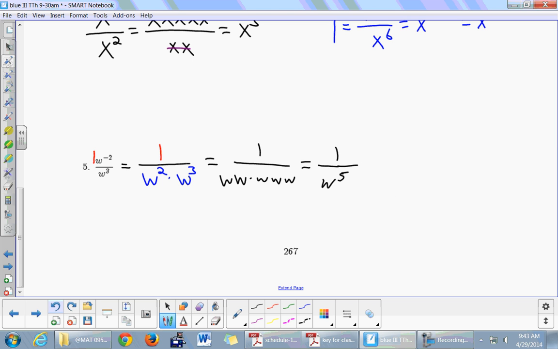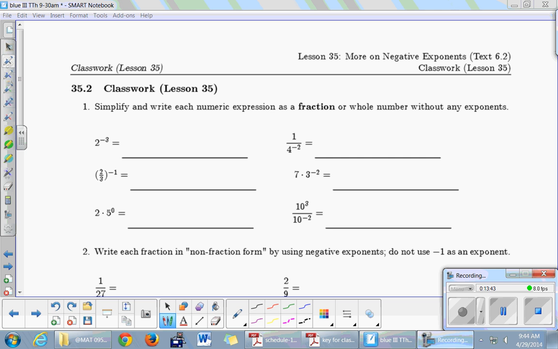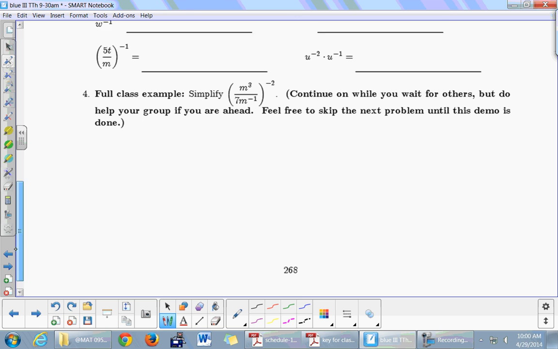Okay, classwork starts on the next page. If you see a negative exponent, begin with a blank fraction. Raise the flag if I can help. But let's just come together for a couple of minutes to look at number 4.